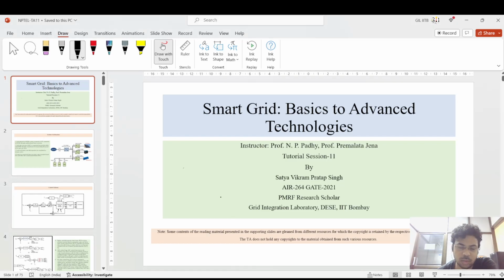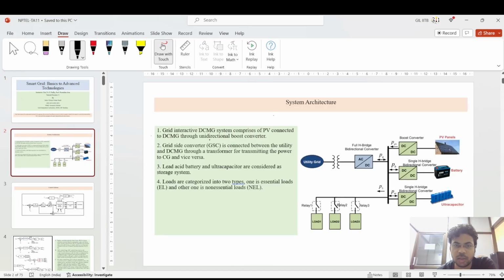It's a tutorial session, and the flow of this session will be such that we will go through some theoretical parts, and after that we will solve some of the numericals in between and also at the end. This whole session will be important for solving your 11th assignment and also for your exam as well.